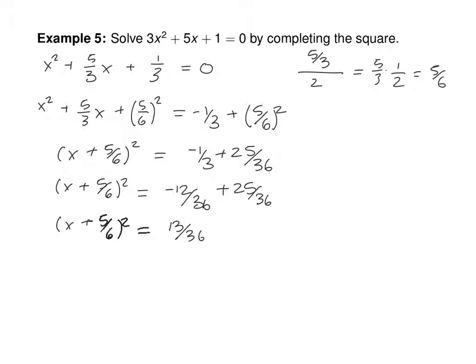Anybody feeling like they're a little sick of this method? I would use the quadratic formula, which we're going to prove. We're going to actually show you why it's true. x plus 5/6 equals plus or minus root 13 over 6, right? Is that okay? And so then x equals negative 5/6 plus or minus root 13 over 6.